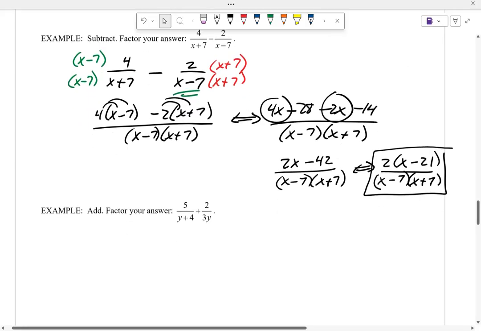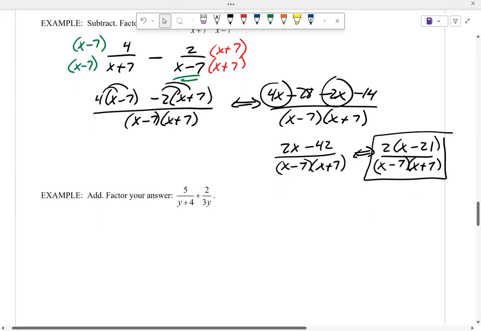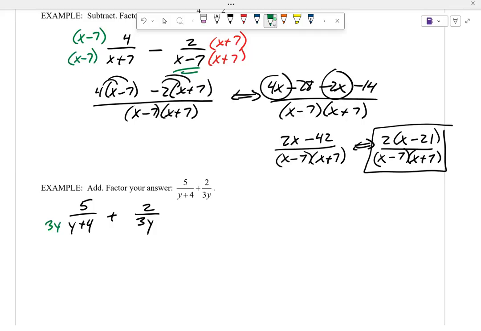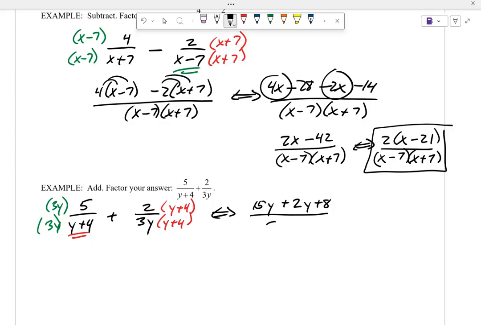Go ahead, and you could make this a U-try problem if you want to pause the video. It'd be a good one. Notice the one on the right has a 3y. The one on the left does not. So I'm going to have to give it a 3y, top and bottom. The one on the left has a y plus 4. This one on the right does not. But now we have our common denominator of 5 times 3y, so 15y, plus 2 times (y plus 4), so 2y plus 8. This is all over our common denominator of 3y(y plus 4).